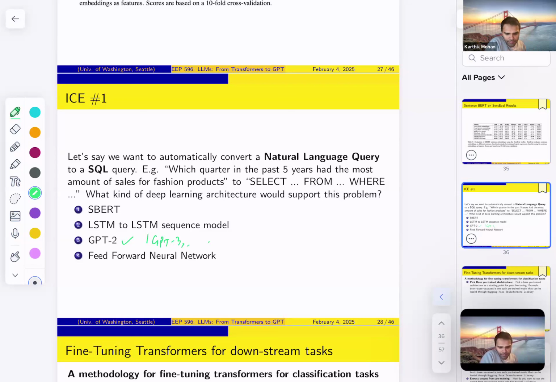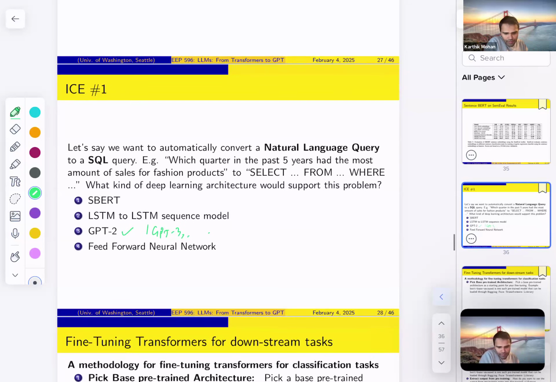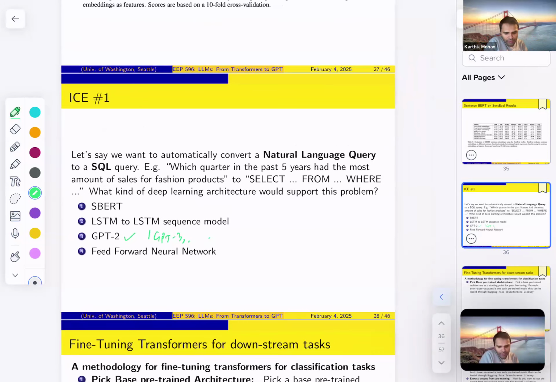Okay. Because if you want to go from natural language to SQL query, that's a generative task. You want to generate the tokens for the SQL query from the natural language. So you'll have to use some decoding transformer.